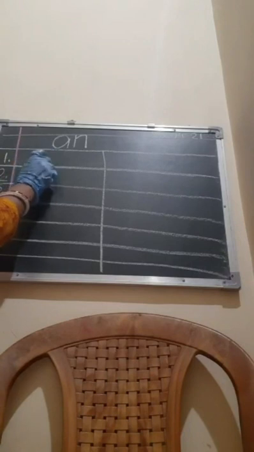So, what is the date today? Now, there are lines in your copy, isn't it? So, on the first line, write A-N, an. Okay? This is the heading. And then write number one, two, three, four, five, six, seven. Then and, go and, can. Write here once more.